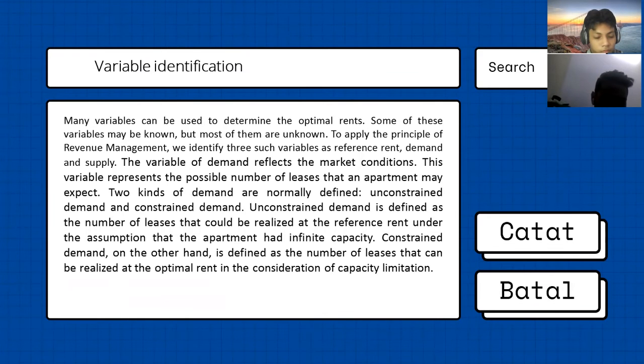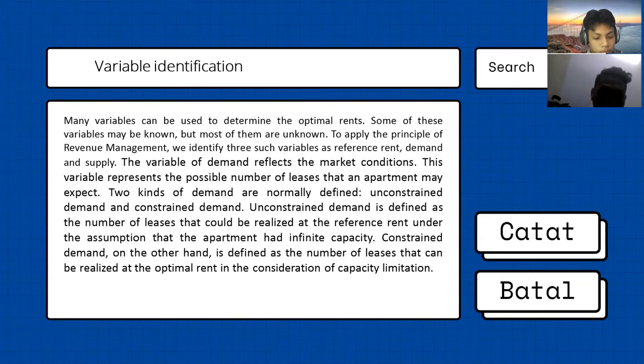Next, variable identification. Many variables can be used to determine the optimal rent. Some of the variables may be known, but most of them are unknown. To apply the principle of revenue management, we identify three variables as reference rent, demand, and supply. The variable of demand reflects the market condition. This variable represents the possible number of leases that an apartment may expect.